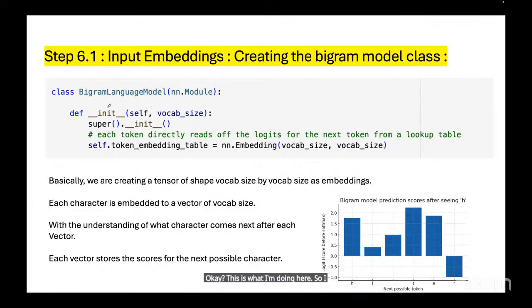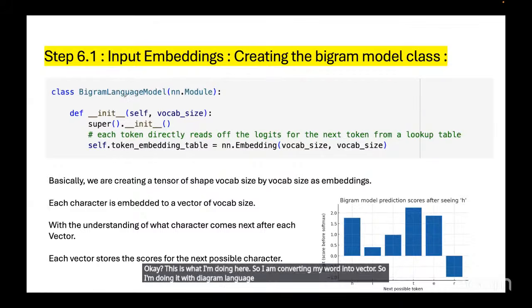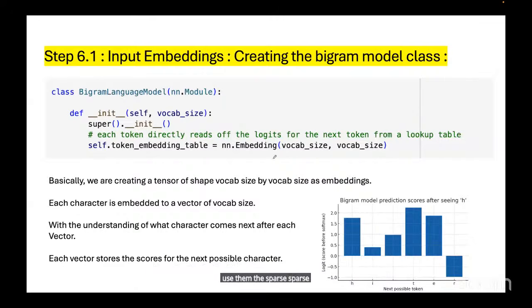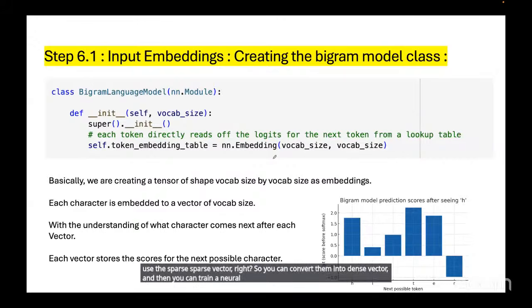So I am converting my word into a vector. I'm doing it with a bigram language model. You can do it with the word2vec algorithm. You can do it with other vector representations of words. But the simplest way is to use the sparse vector. You can also convert them into a dense vector, and then train a neural network to learn the weights of this dense vector. There are many ways to convert words into vectors, but we are simply doing it with this.